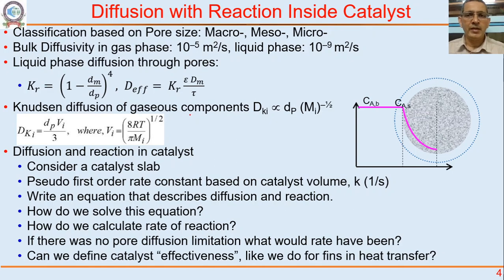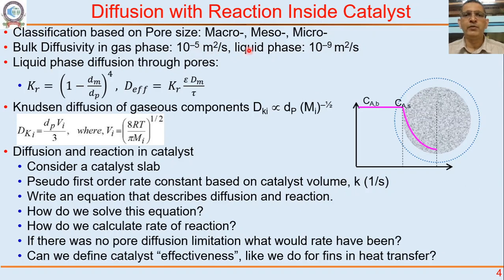Here is some more revision that I want you to do. We have classified catalysts based on the pore size that is there. We had defined it based on macroporous, mesoporous, or microporous. Recall the definitions. Recall what kind of pore sizes are there in these catalysts. Bulk diffusivity in the gas phase is about 10 raised to minus 5 meters square per second. Bulk diffusivity in the liquid phase is 10 raised to minus 9 meters square per second. It's just an approximate order of magnitude value.